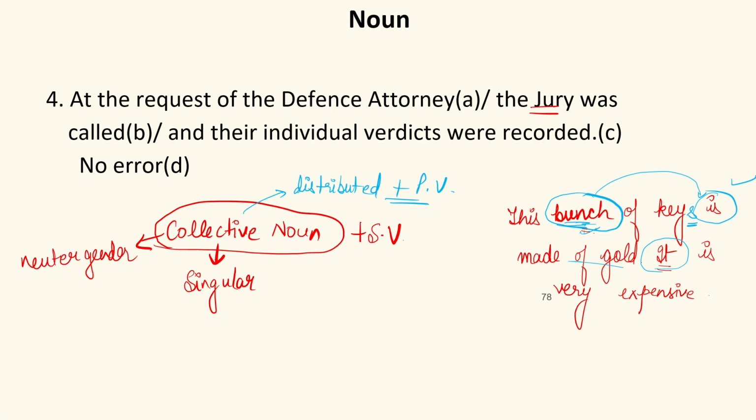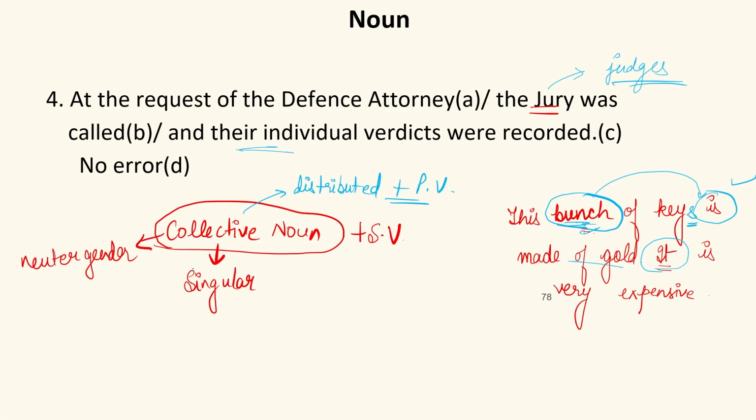Now, if in this sentence we see, at the request of defense attorney, the jury was called and their individual verdicts. Now you can see here the words written, their individual verdicts, means their individual verdicts or opinions were recorded. So we are not talking about the jury over here. In fact, the jury is the group of judges, so we are talking here about the judges that are in that jury. So we are talking about judges, and judges are plural.